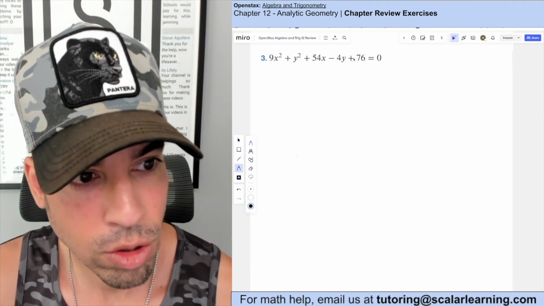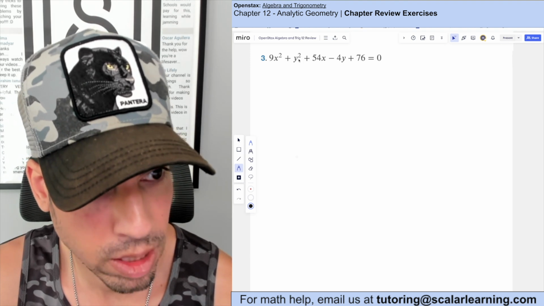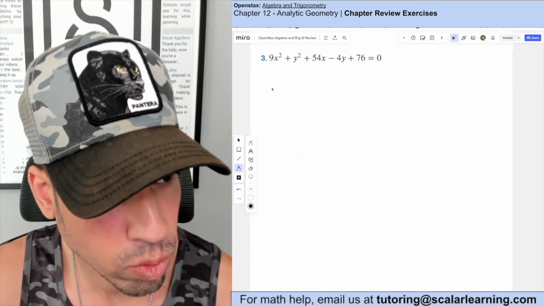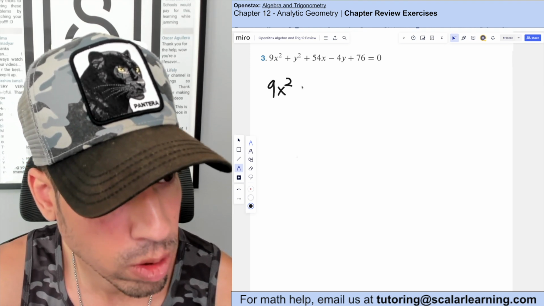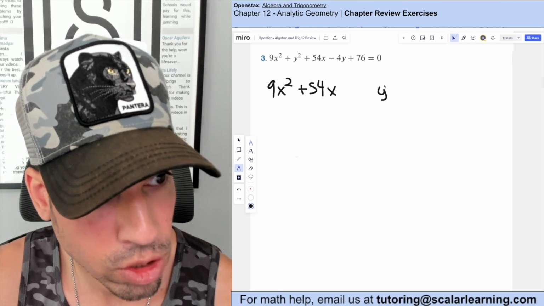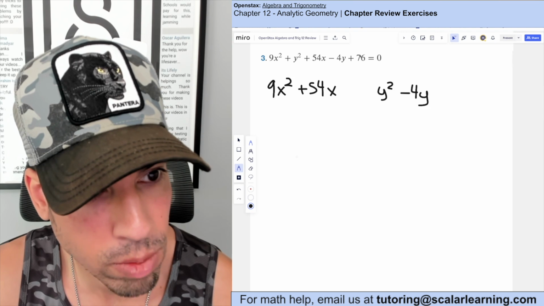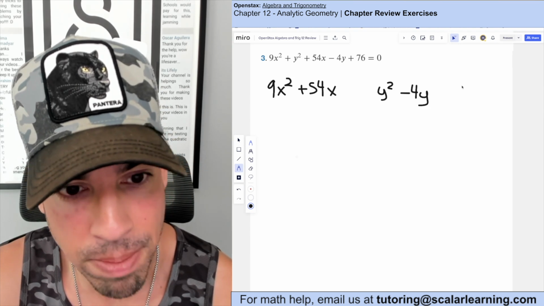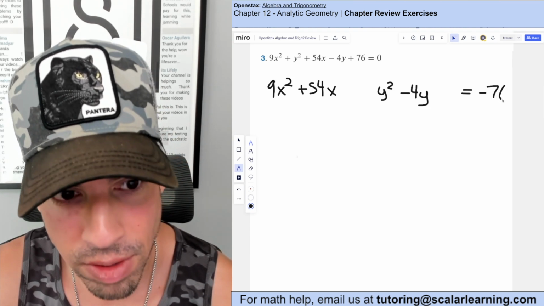Done. So for this one, we're going to start by grouping the y's together and the x's together. So I'm going to reformat this like so, 9x squared plus 54x, and then I've got y squared minus 4y. And then we're going to bring that constant to the other side by subtracting it, so we got negative 76 over here.